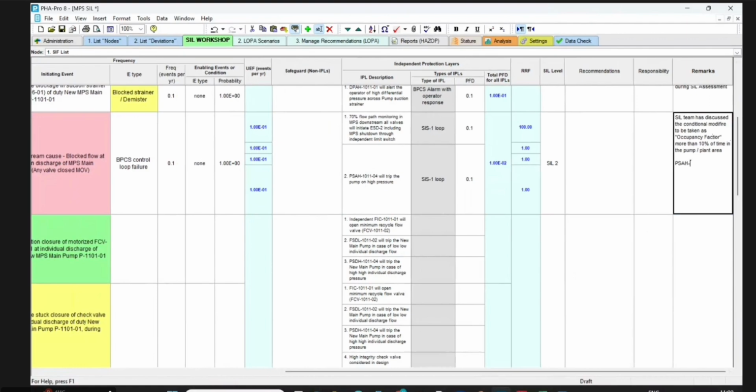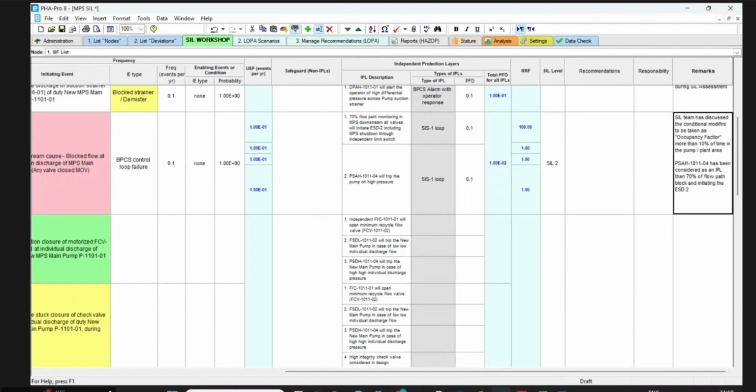PSAH-1011-04 has been considered as an independent IPL, then 70% of flow path blockage and resetting. Resetting total shutdown, yeah. EST2.